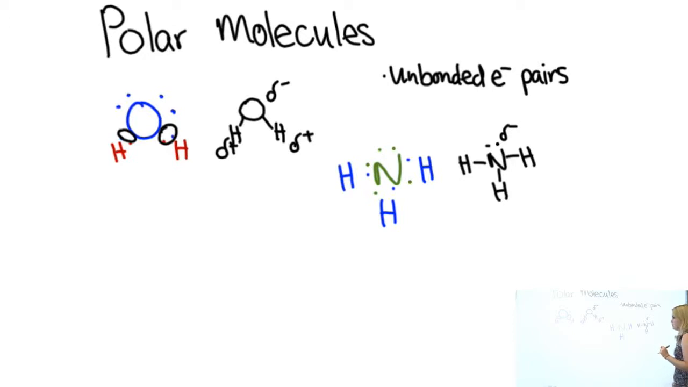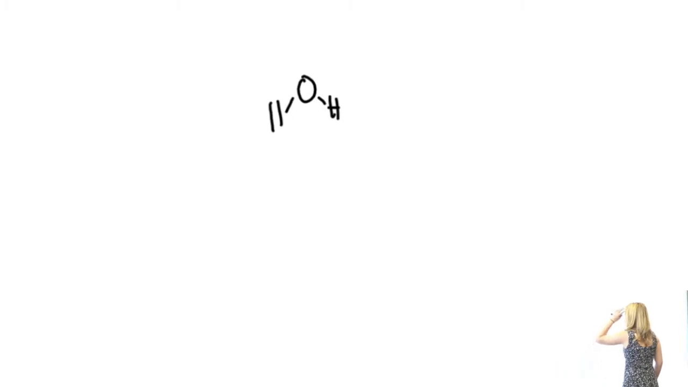unbonded pair of electrons. So what this means for hydrophilic and hydrophobic aspects is if you have water and it has its unbonded electron pairs, and this is slightly negative, slightly positive, you need another polar object in order for them to react and not separate.